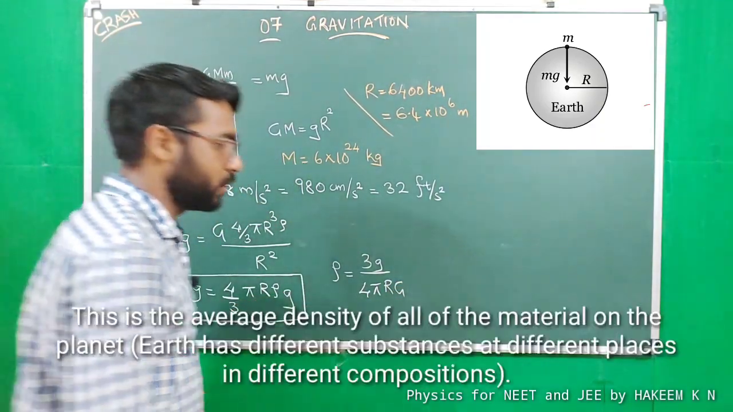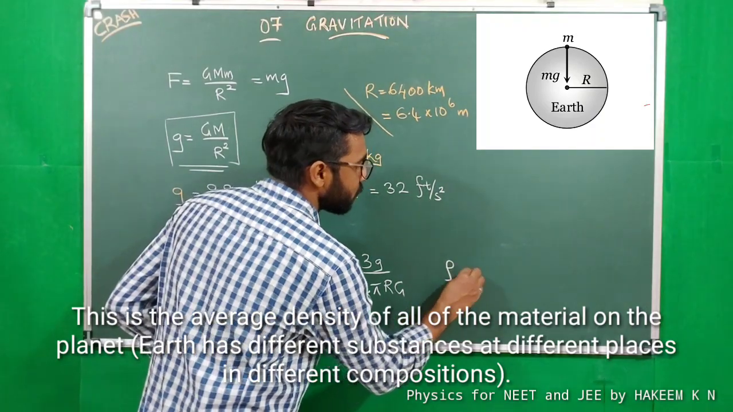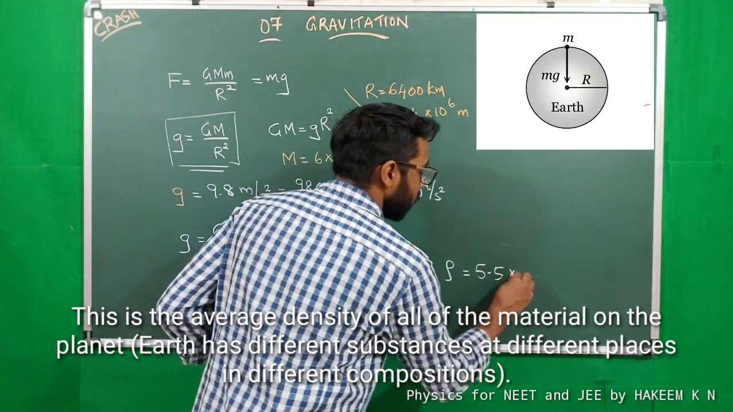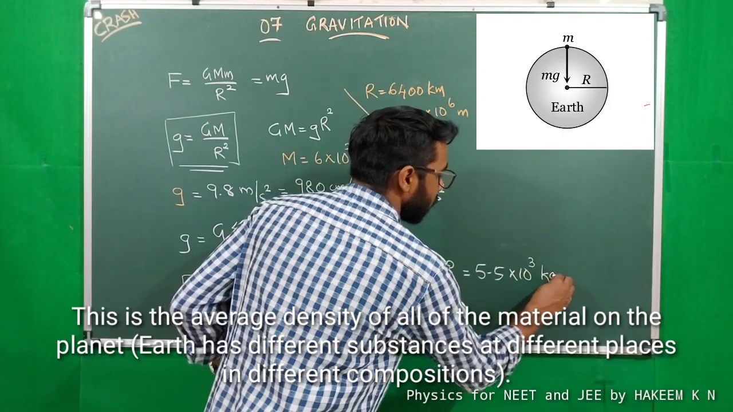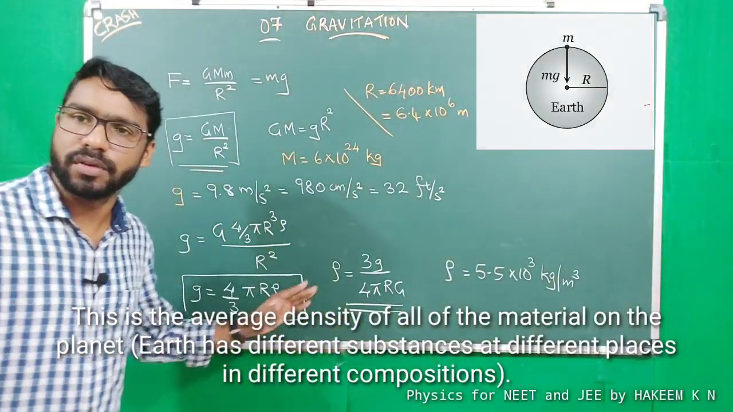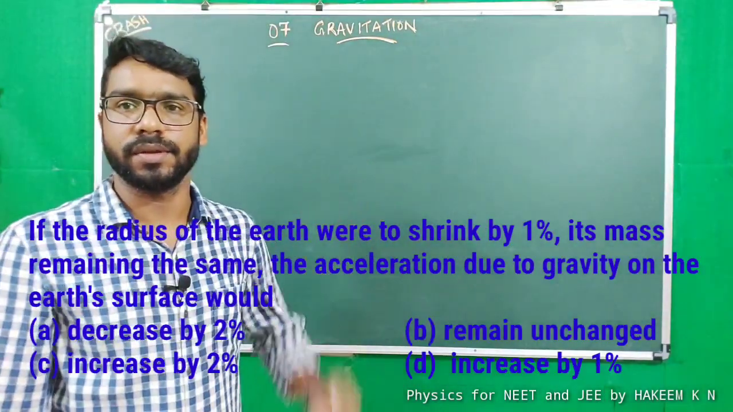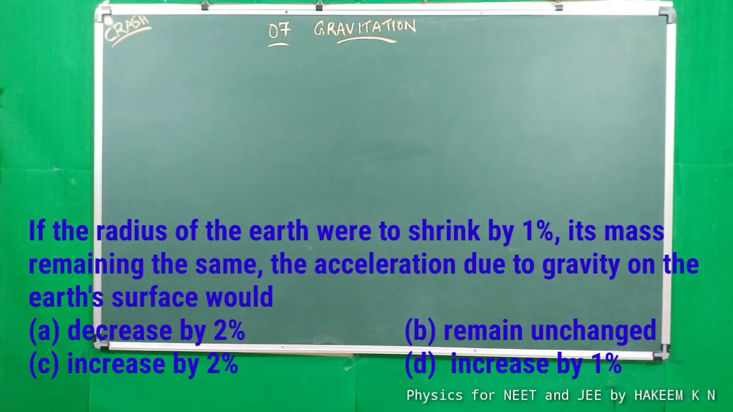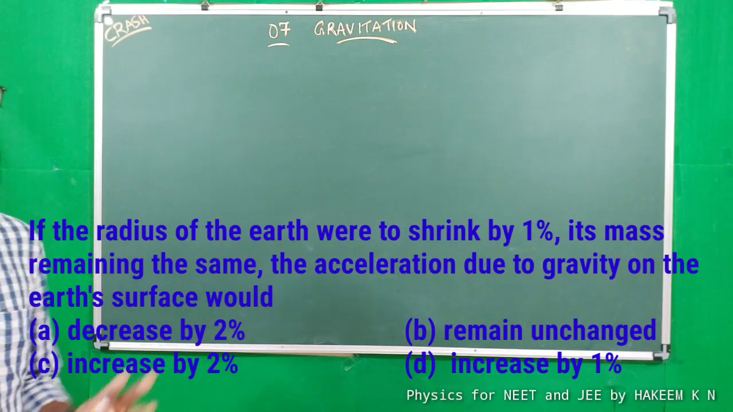By giving all these values, we will get the average density of Earth equal to 5.5 × 10^3 kilogram per meter cube. And this is the equation to find the average density of Earth. Here is a question. If the radius of Earth were to shrink by 1%, its mass remaining the same, the acceleration due to gravity on the Earth's surface would: decrease by 2%, remain unchanged, increase by 2%, or increase by 1%. Just pause the video and try to solve it.